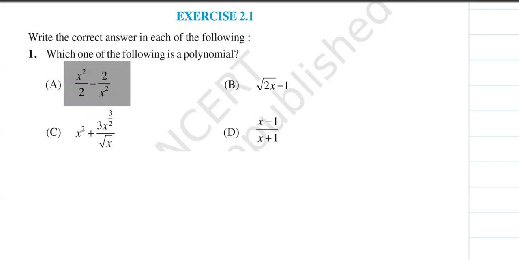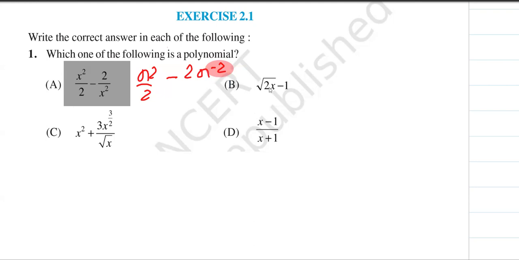Why? Because when I write this in the standard form, that is, this is x squared over 2 minus 2. If I transpose it to the numerator, this is x raised to the power minus 2. Now you can see here that this variable has a power that is not a whole number, it is an integer. So therefore, this is not a polynomial.